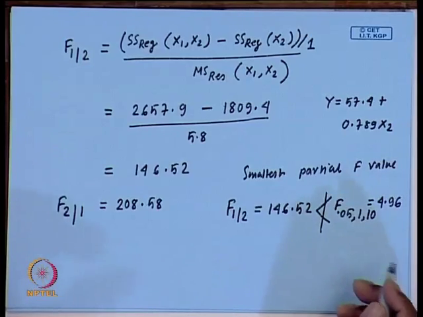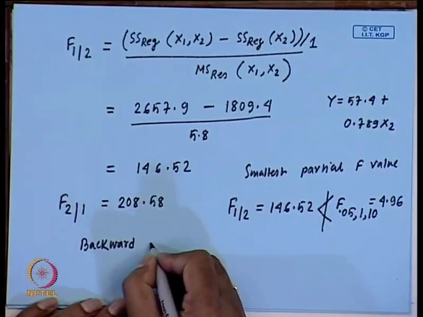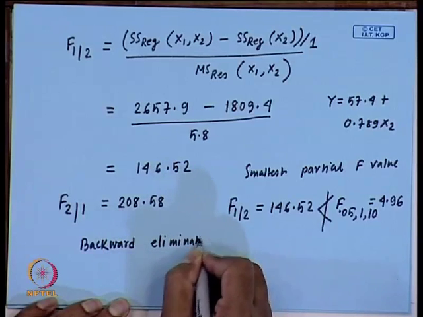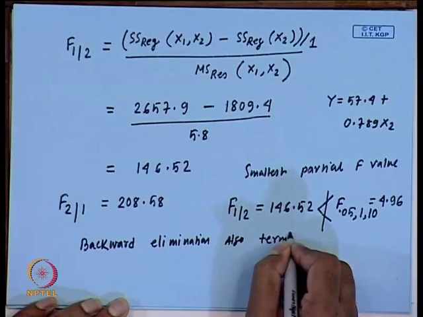So, that means in the model we have at this moment involving X1 and X2, both are significant. I mean, X1 is significant in the presence of X2, and similarly X2 is also significant in the presence of X1. That is why their partial F statistic values are large, and we cannot remove any of them from the model. So, the backward elimination algorithm terminates here. Okay.